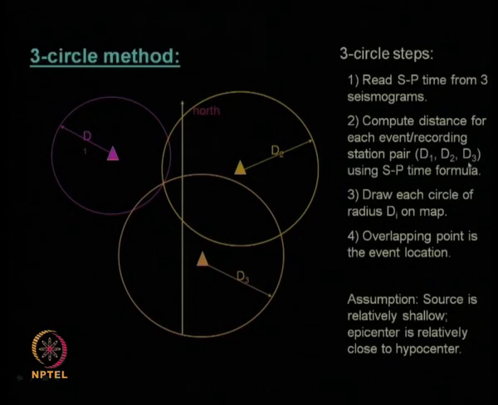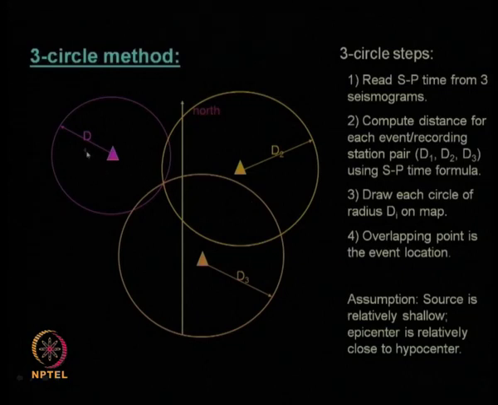Now, once you get these distances, what can you do? Draw a circle of the radius di on the map. So, you take a map. On this map, the locations of your seismogram stations are known. That means their latitude and longitude are known to you. You know where you have located your seismogram stations. So, plot those latitudes and longitudes, put a north direction on the map, and then draw a circle of the individual di from the corresponding seismograph station.